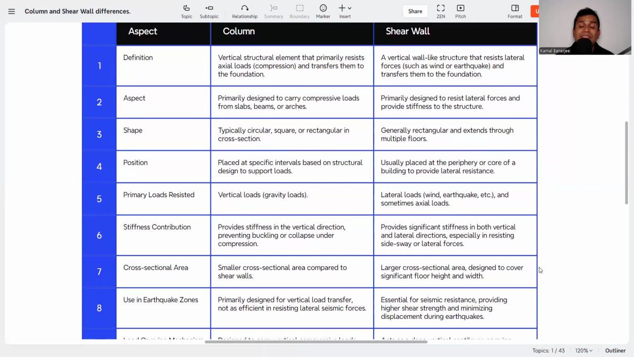Then the shape: it is typically circular, square, or rectangular in cross section in the column, but the shear wall is generally rectangular and extends through multiple floors, and its length is more and its width is very less. So it is rectangular, and with respect to width, the length is more.